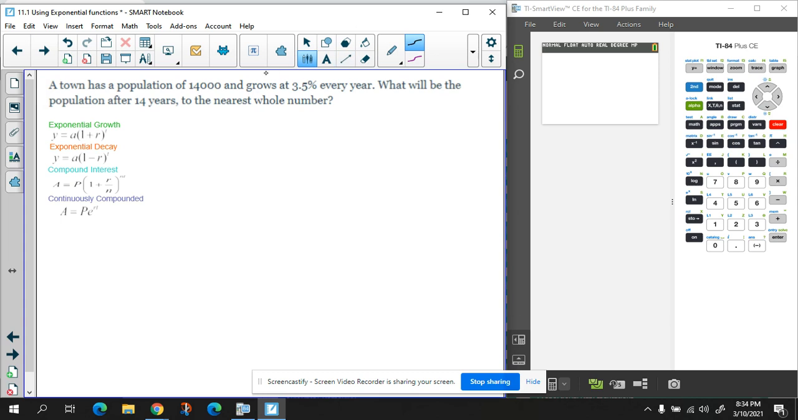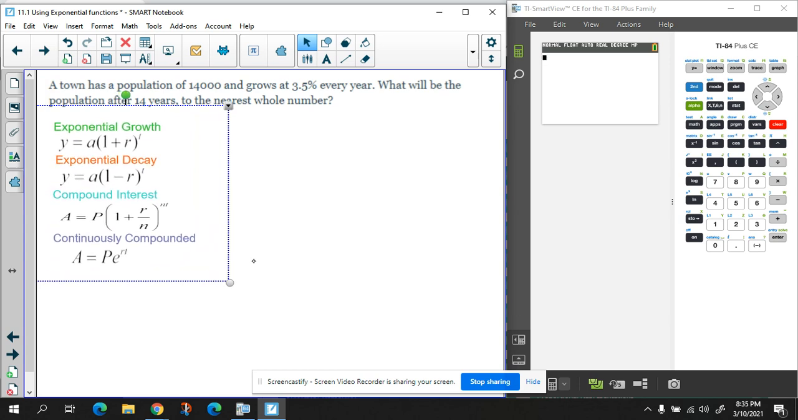For the given example, a town has a population of 14,000 and grows at 3.5% each year. What will be the population after 14 years to the nearest whole number? We first need to decide which of our formulas is most appropriate for our situation. It does say that the town grows in population. So the most appropriate formula would be the top one. And what we're going to do is figure out what to insert for A, for R, and for T in the given formula.